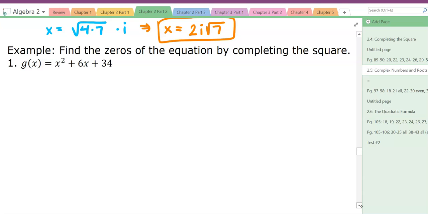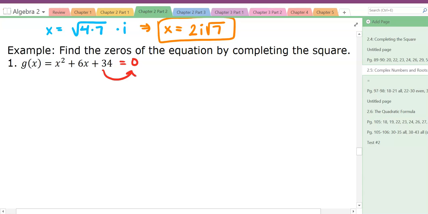So when you have something like this, x squared plus 6x plus 34, the first thing that we want to do is think of this as being equal to 0. And if you don't remember, we like to have the regular number on the other side of the equal sign. So I want to move this 34 to the other side.